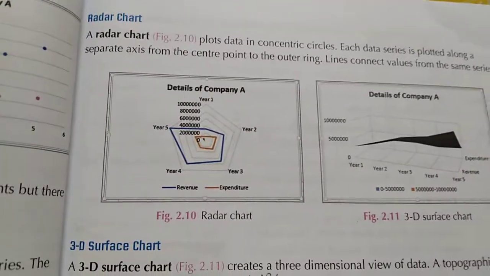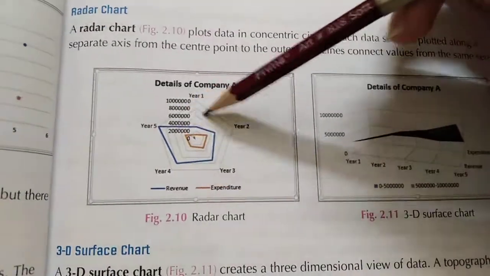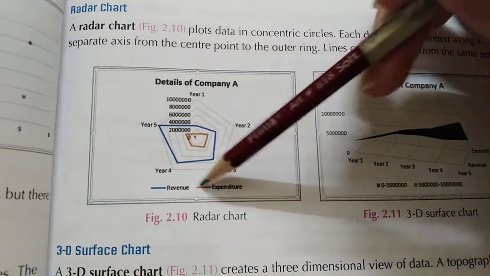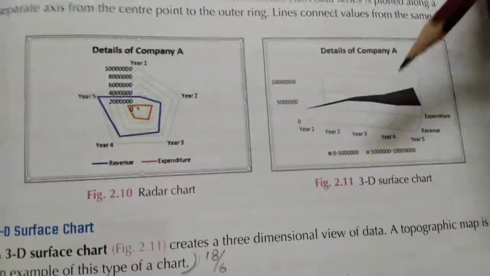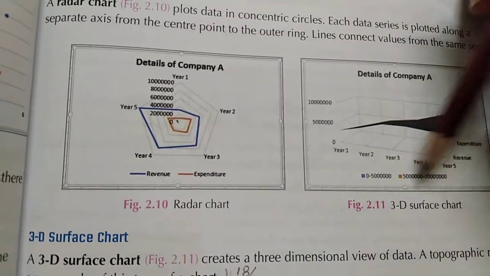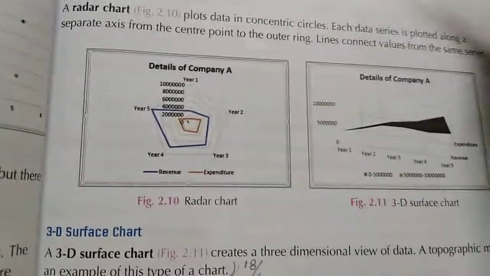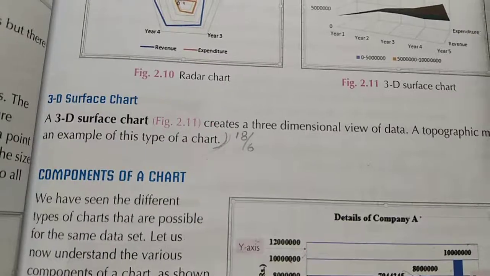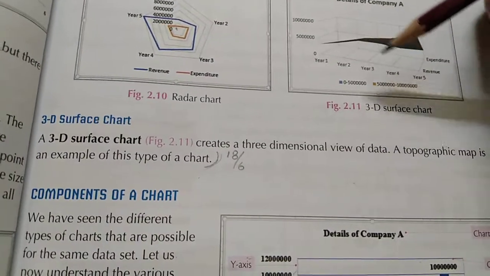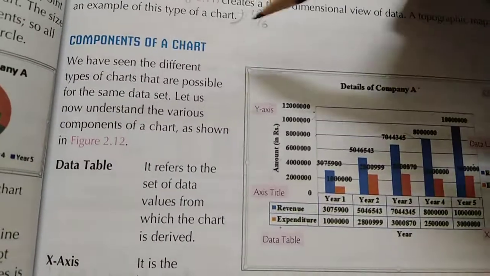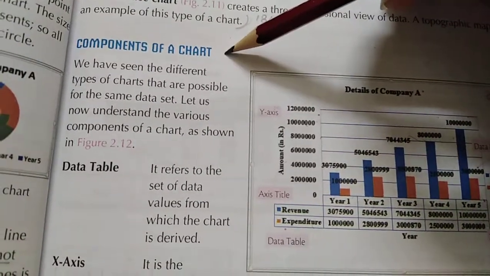Then here comes the radar chart, in which there are concentric circles through which you can understand how your data is going on, and also the 3D surface chart, through which you can have the exposure of 3D lines and see them. Actually, you can view the data in different dimensions. So now the next topic is: what are the components of a chart?